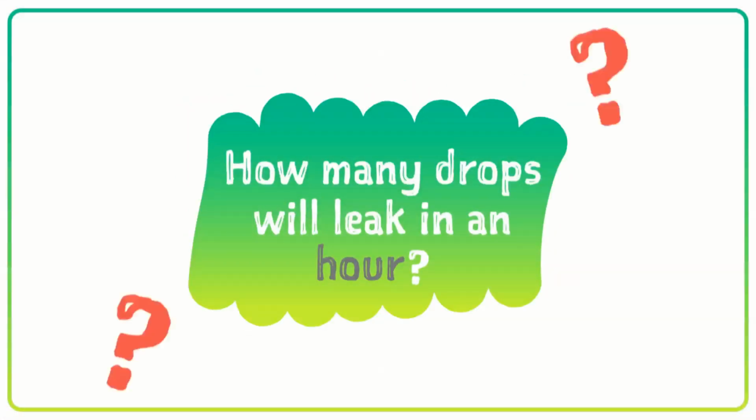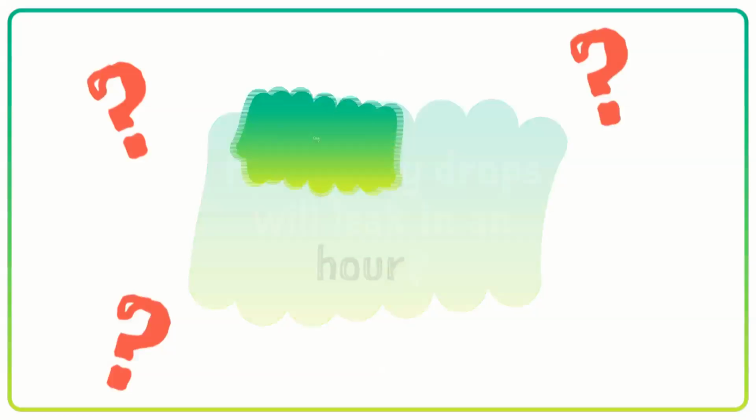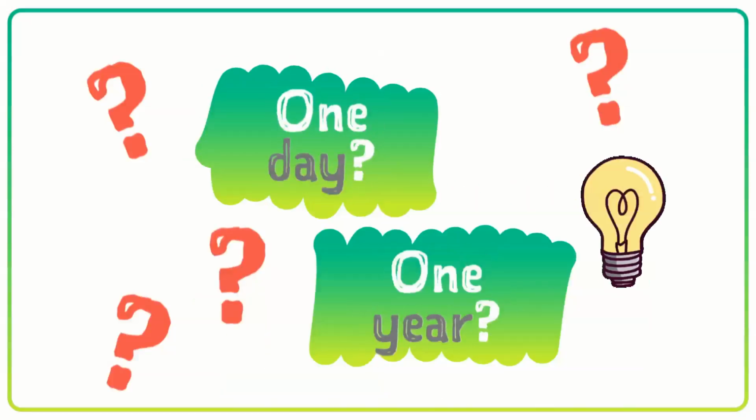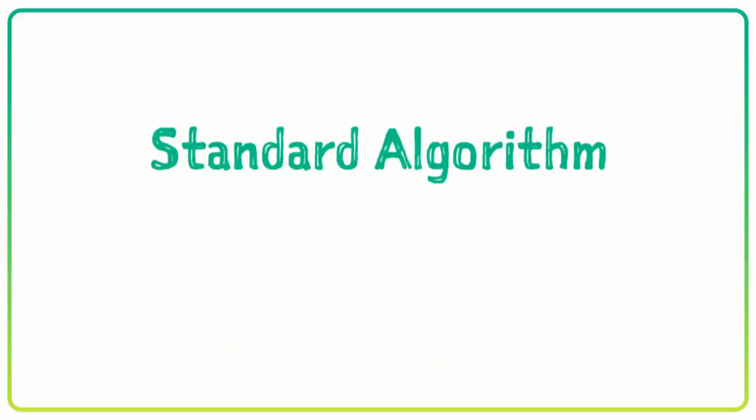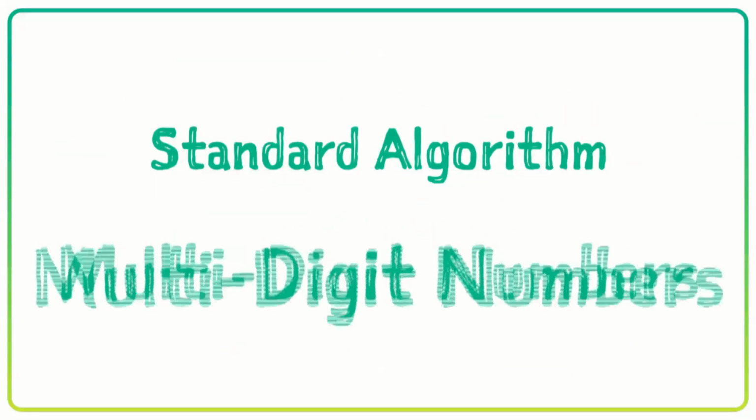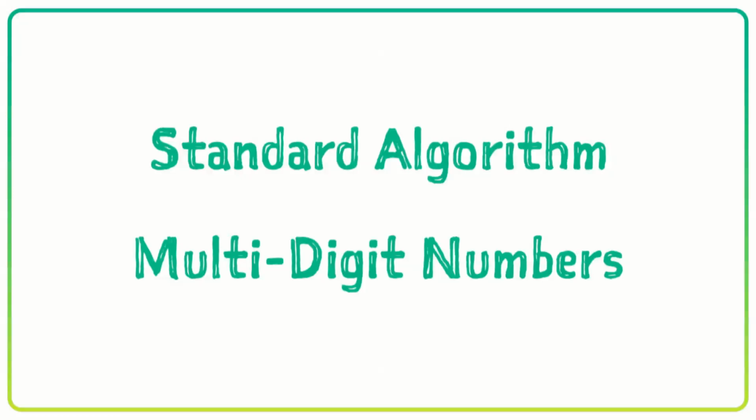If we know how many drops leaked in 1 minute, how can we use that information to estimate how many drops will leak in 1 hour? What about 1 day and 1 year? We can use multiplication to find out. Specifically, we can use the standard algorithm to multiply multi-digit numbers. But what's a standard algorithm? And what are multi-digit numbers?